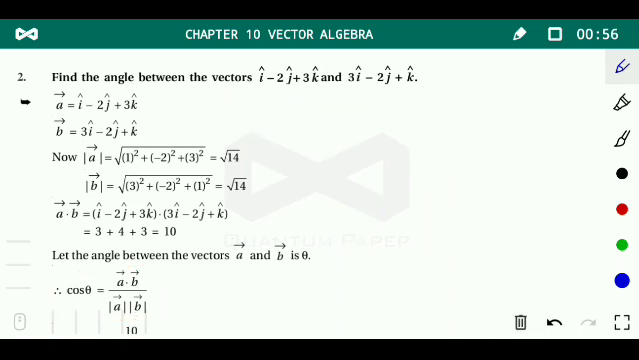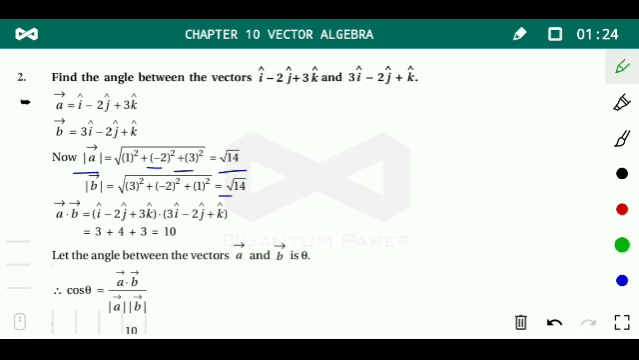First of all we find the magnitude of vector A. The magnitude of vector A is given by root of 1 square plus minus 2 square plus 3 square, which is 1 plus 4 plus 9. It gives root 14. Similarly, the magnitude of vector B is root of 3 square plus minus 2 square plus 1 square, which is 9 plus 4 plus 1. Again it gives root 14.